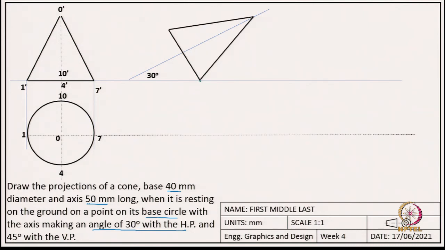So, this is the point about which it is being rested on. Okay. So, once we are done with the front view, then how do we do the top view? To do the top view we know that first we will start with the base, and the base here is what? An ellipse. How do we draw an ellipse?